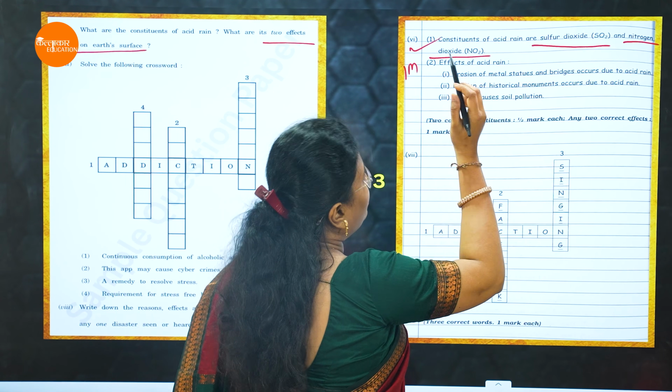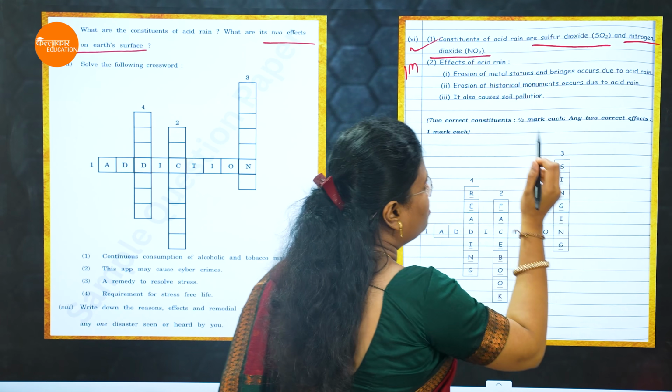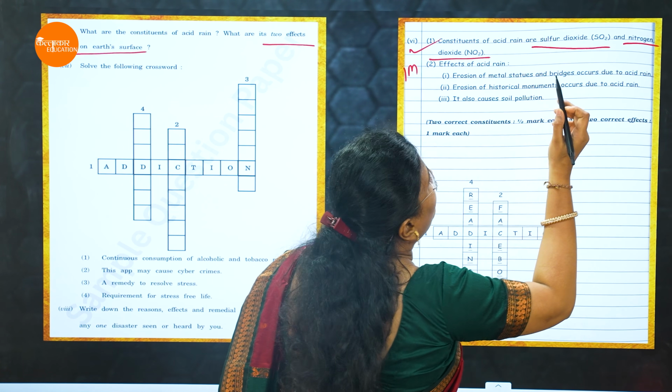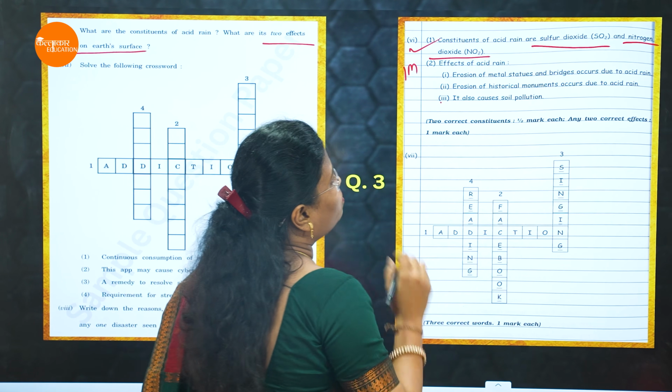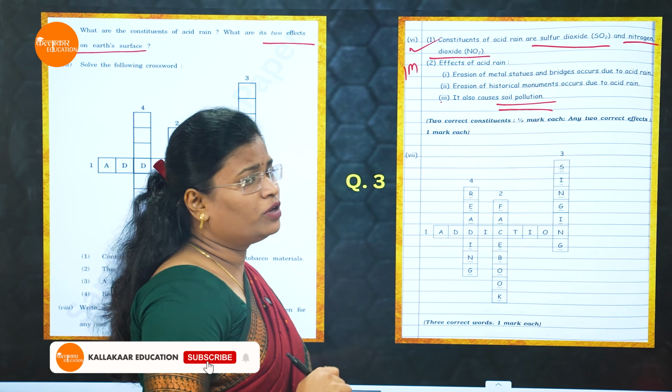First, you can write that erosion of metal statues and bridges occurs due to acid rain. Second, you can write that erosion of historical monuments occurs due to acid rain. And third, you can write that it also causes soil pollution. How does it cause soil pollution?